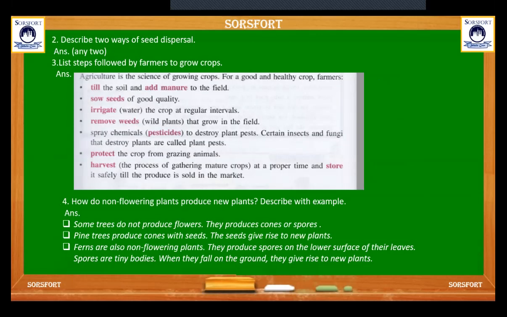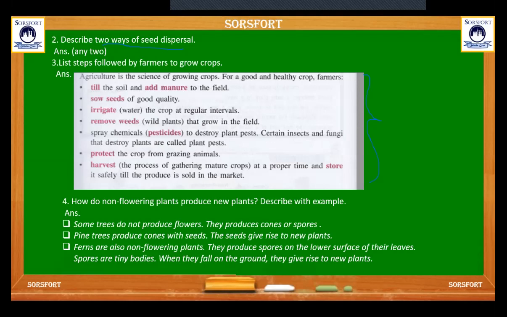Then describe 2 types of seed dispersal. You can write on your own any 2 types of dispersal, by wind or by water or by explosion, any 2 you can write. Then come to the third one, list steps followed by farmers to grow crops. This part is from your book only. You can follow this one. Then come to the fourth, how do non-flowering plants produce new plants? Describe with an example.